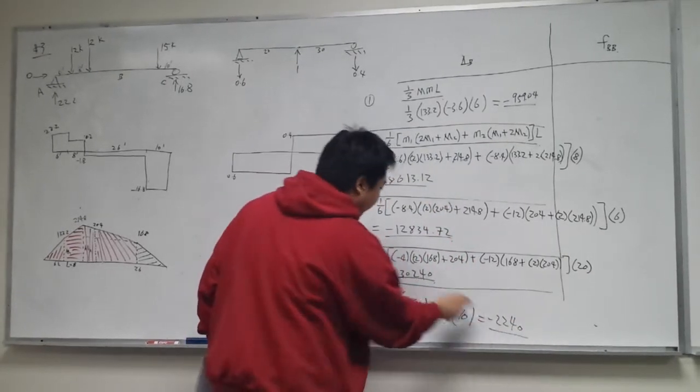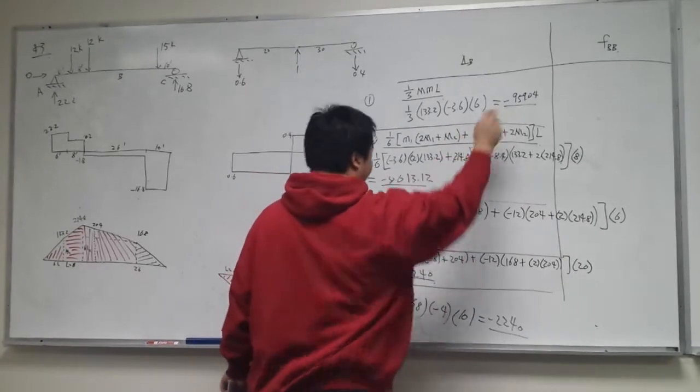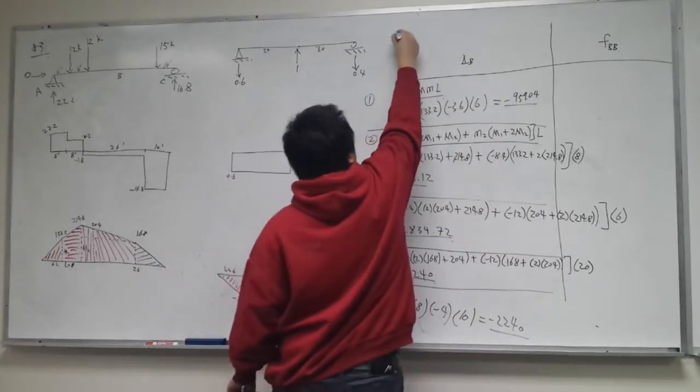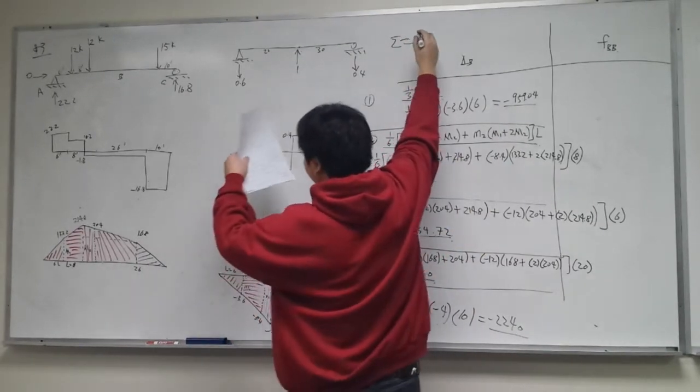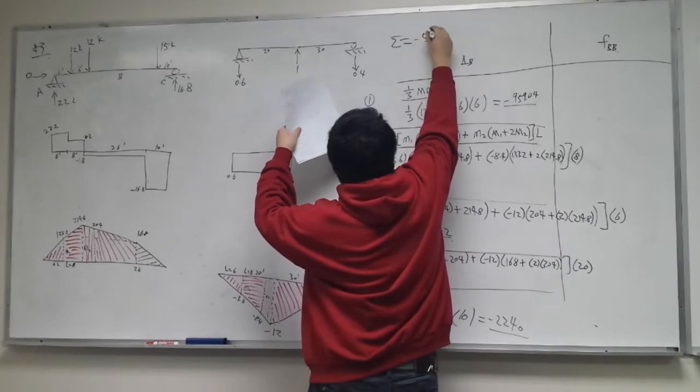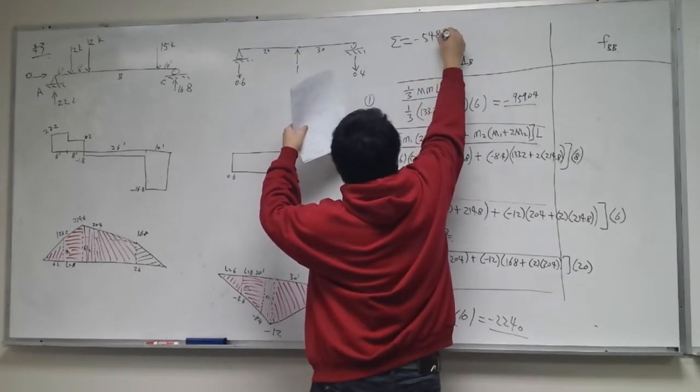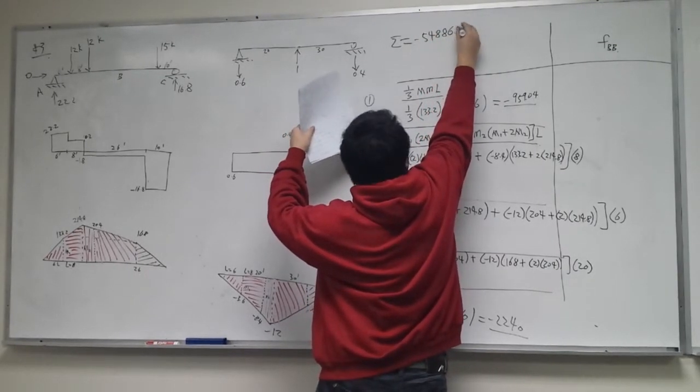And you add this and this up. You're going to get negative 54886.88.